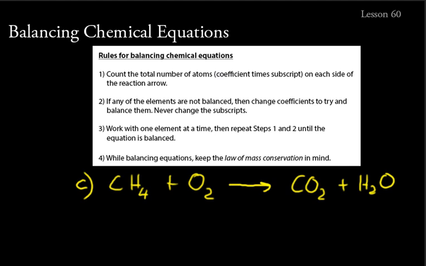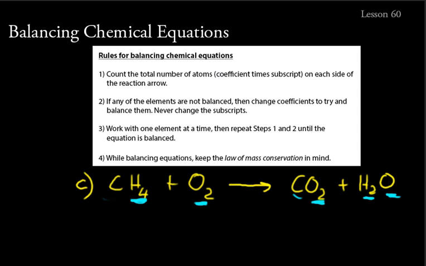So count atoms, and we have 3 different types here, right? 3 different elements: carbon, hydrogen, and oxygen. So a little more complex because there's 3 things to keep up with now, but shouldn't be a big deal. Count atoms: 1 carbon, nothing to balance there. 4 hydrogens on the left, 2 on the right, so that's not balanced. And then 2 oxygens on the left, and then look, there's 2 here and 1 here, so there's 3 on the right, so that's not balanced either.